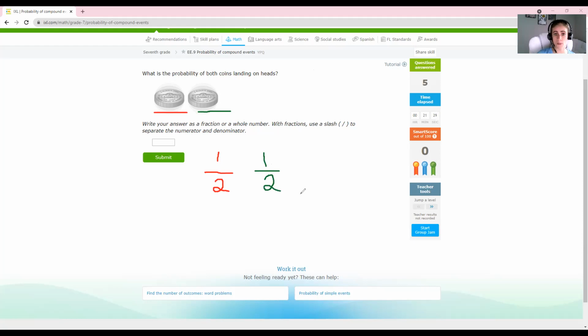To get the compound probability that both of them will land on heads, it's an AND statement. They are together. We are going to multiply. Remember, when you multiply fractions, you go straight across. So numerator times numerator, denominator times denominator. 1 times 1 is 1. 2 times 2 is 4. Can we simplify that fraction at all? No, we can't. But let's read our directions to make sure this is how we are to enter our answer. Write your answer as a fraction or a whole number. With fractions, use a slash. So we're good to go. There's a 1/4 chance that both coins will land on heads.